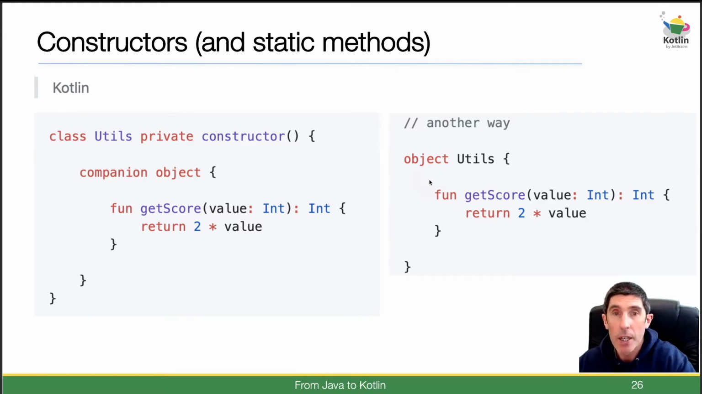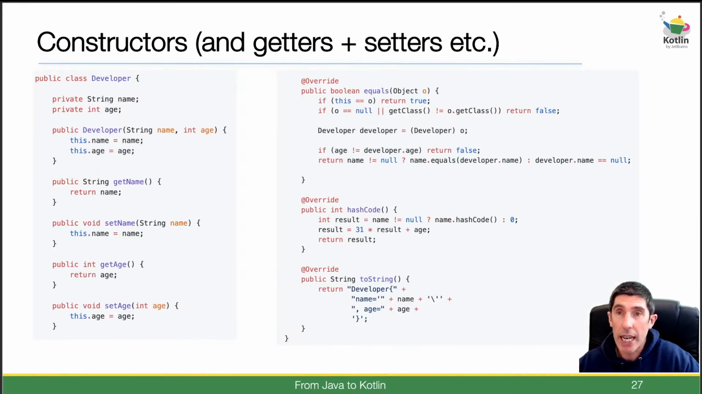Okay. In terms of constructors and getters and setters, and for me this is the big win, the big plus of using Kotlin over, say, Java. So here we have an example. We have our class Developer. If we wanted to come up with this new class, we're calling it class Developer, we want a couple of properties, a name and an age.